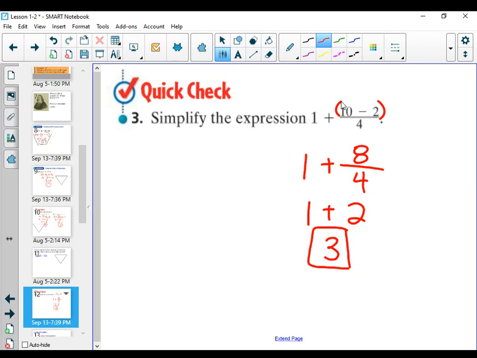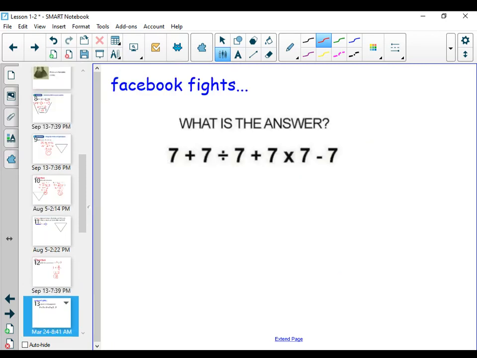The last one is my favorite one. You probably don't have Facebook, but I guarantee if you ask your mom or dad or uncle or neighbor, they've seen something similar to this. People are literally getting into Facebook fights over the answer to this type of problem. 7 plus 7 divided by 7 plus 7 times 7 minus 7. Please pause and give it a try.